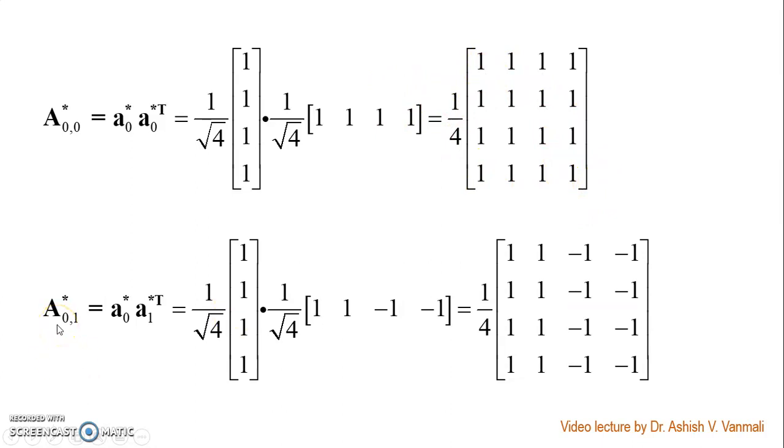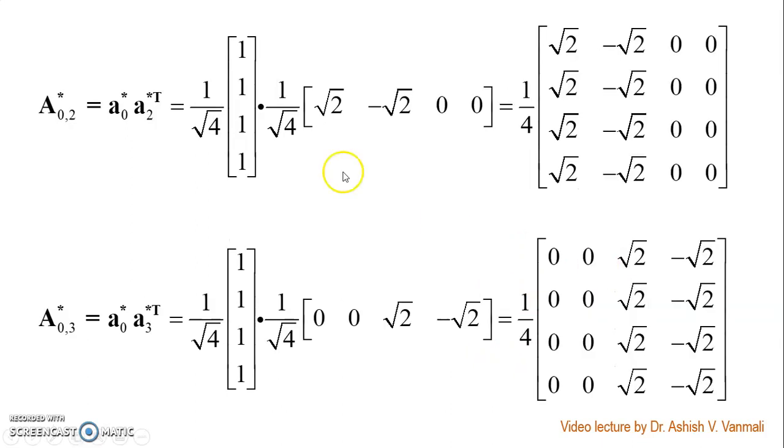First you will get 1 upon 4 with all 1s. Similarly, the second basis image will be matrix A01 conjugate, that will be the product of the vector A0 conjugate and A1 conjugate transpose. In this case, if you observe the result, you will have 1 upon 4, and in the matrix you will have the first 2 columns as 1, the last 2 columns as minus 1. Similarly, you can find A02 conjugate, A03 conjugate and so on. In A02, the first column is root 2, the second column is minus root 2 and the third and fourth columns are 0. Whereas in A03 conjugate, the first 2 columns are 0, the third column is root 2 and the fourth column is minus root 2.